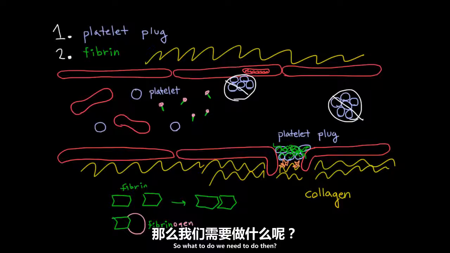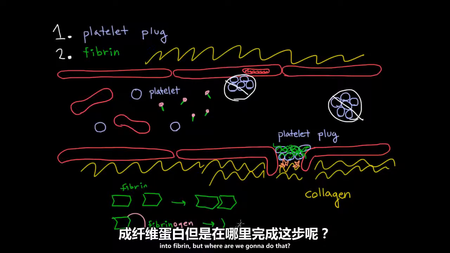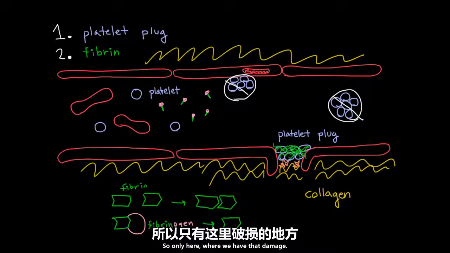So what do we need to do then? Well, of course, we need to turn this fibrinogen into fibrin. But where are we going to do that? Only at the site where we want fibrin strands to gather. So only here, where we have that damage.